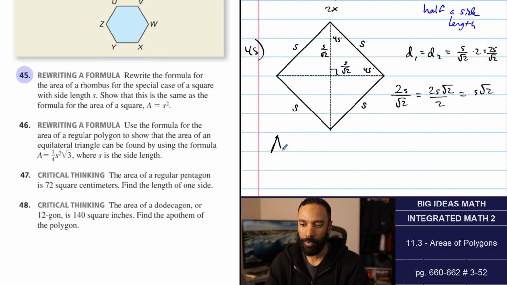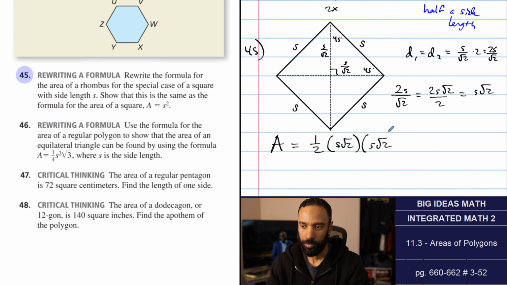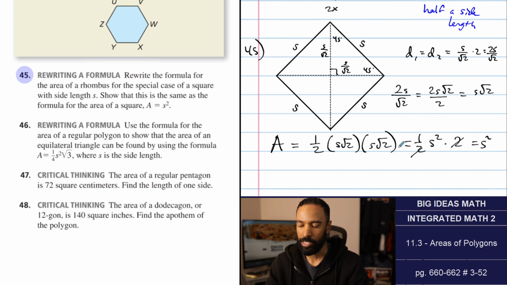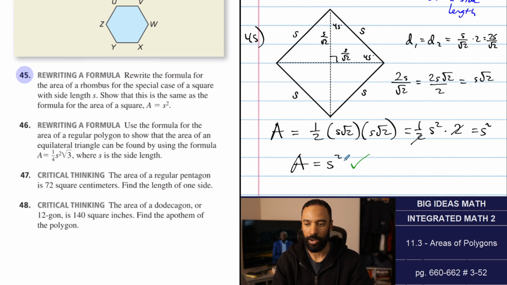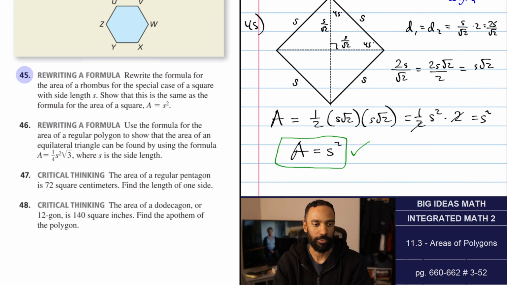So the area of this is 1/2 D1 times D2. So this is 1/2 of S squared times root 2 squared, which is 2, and 1/2 times 2 is S squared. So that does show that area equals S squared is confirmed. The area of a square is a side times a side, S squared, and so it does work out using it that way. That's similar to what we did do. The difference is we actually had to find the diagonal lengths doing special triangle stuff. So, okay, it's a different kind of problem.